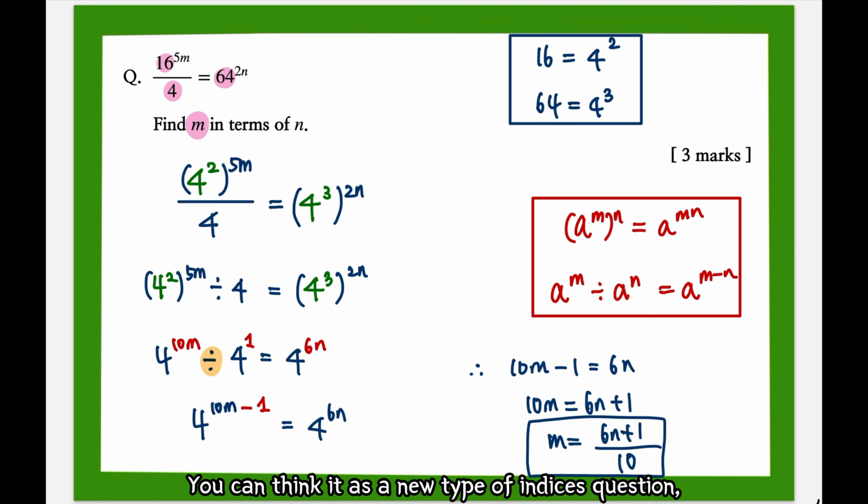You can think of it as a new type of indices question because you just have to express m in terms of n.